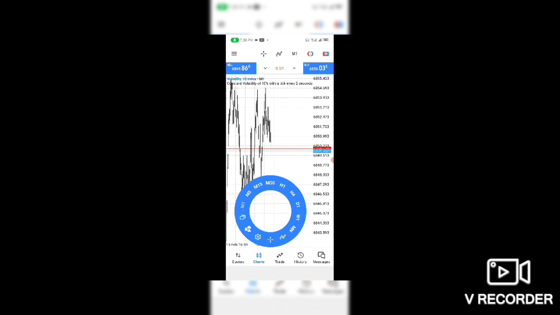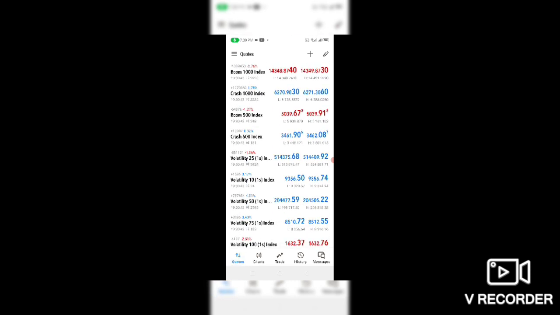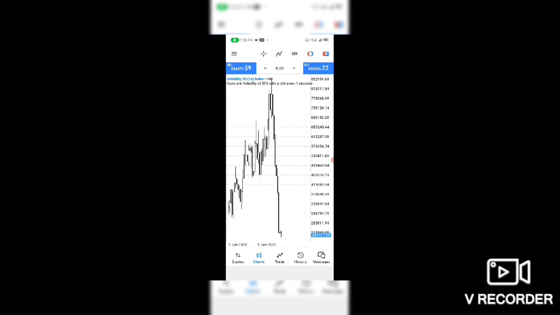So you have to run your analysis first. This is a volatility index. Let's start with the Volatility 51s. In the monthly time frame, we see that this market is in a bearish mode. It is a bear market, and the market has been moving impulsively.